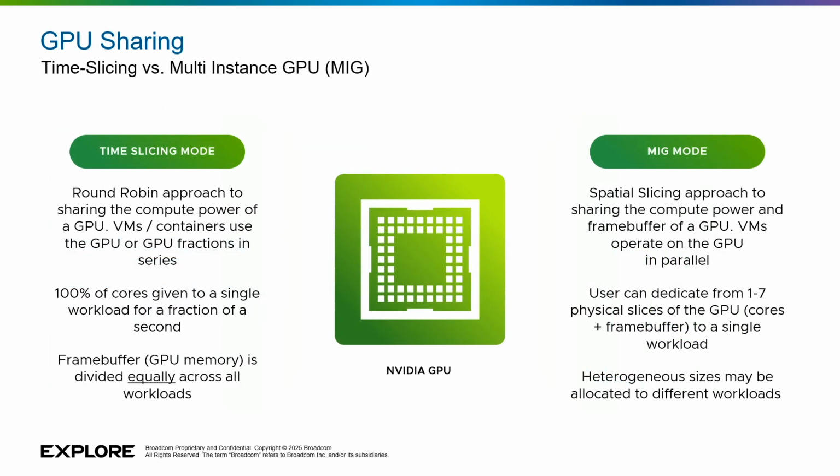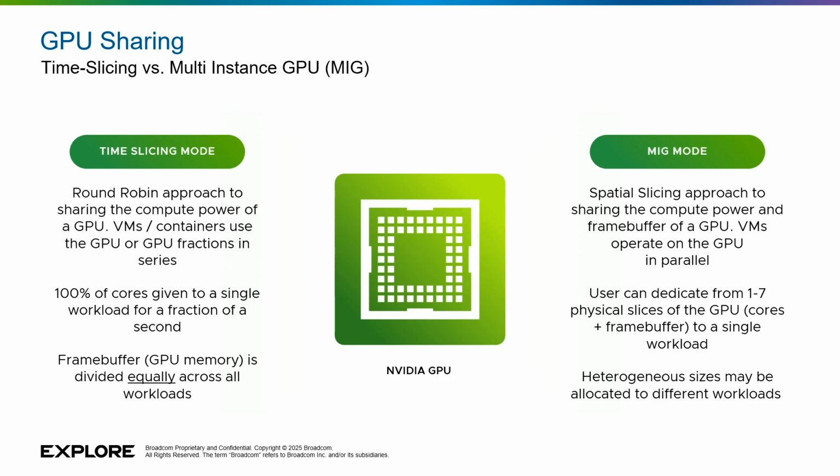Okay, so here's kind of an overview of the benefits of each, the time slice and the MIG. It's a round-robin approach on the time slice side. 100% of the cores, as I mentioned, given to one workload for a fraction of the time, and then the frame buffer divided equally, as opposed to the MIG, where we have these 7 channels that can be allocated as we see fit, providing a little bit better performance, or not performance, security and isolation. Let everyone get their pictures.